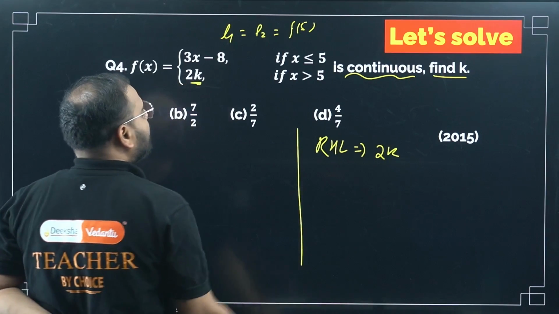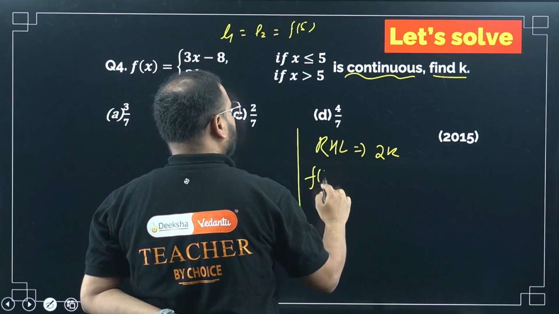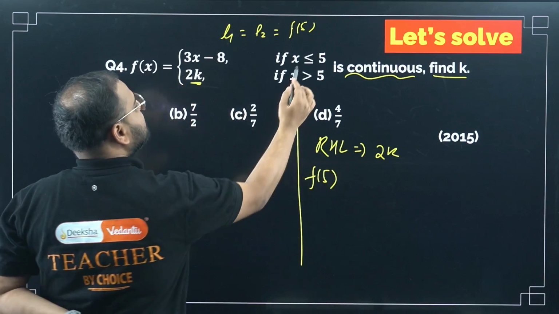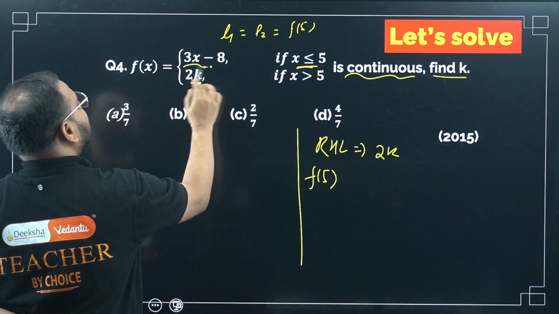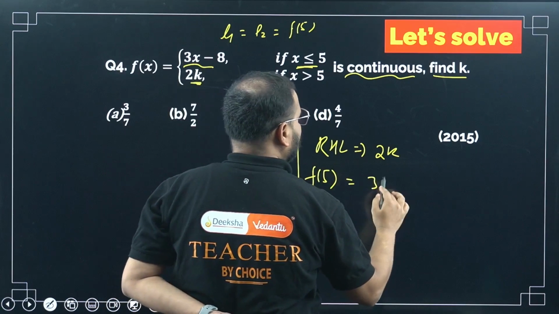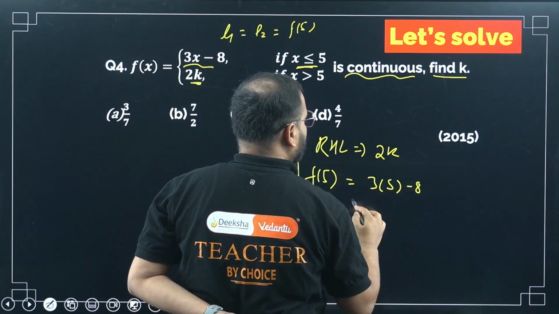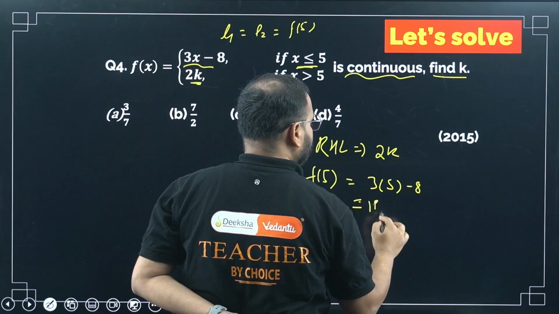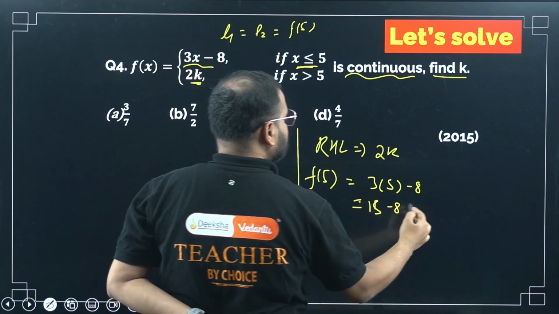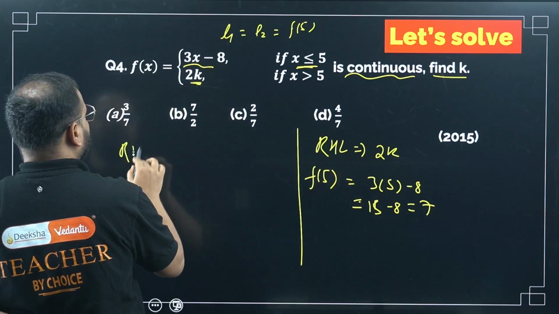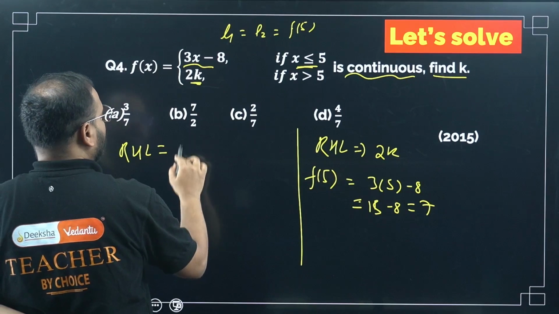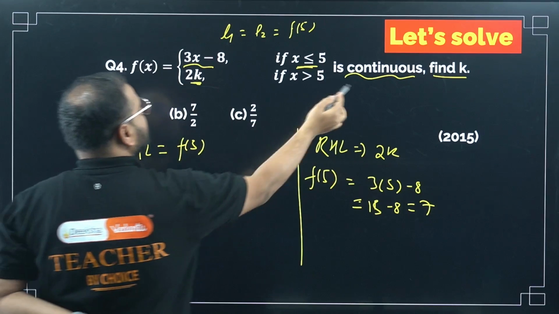RHL is 2k. And what is f of 5? Tell me, what is f of 5? There is the equality present here. Please check. Equality is there. Less than equal to means I can simply write x as 5. 3 times 5 minus 8. How much is that? 15 minus 8. How much is that? 7. Put it here. RHL has to be equal to f of 5 for it to be continuous, right?